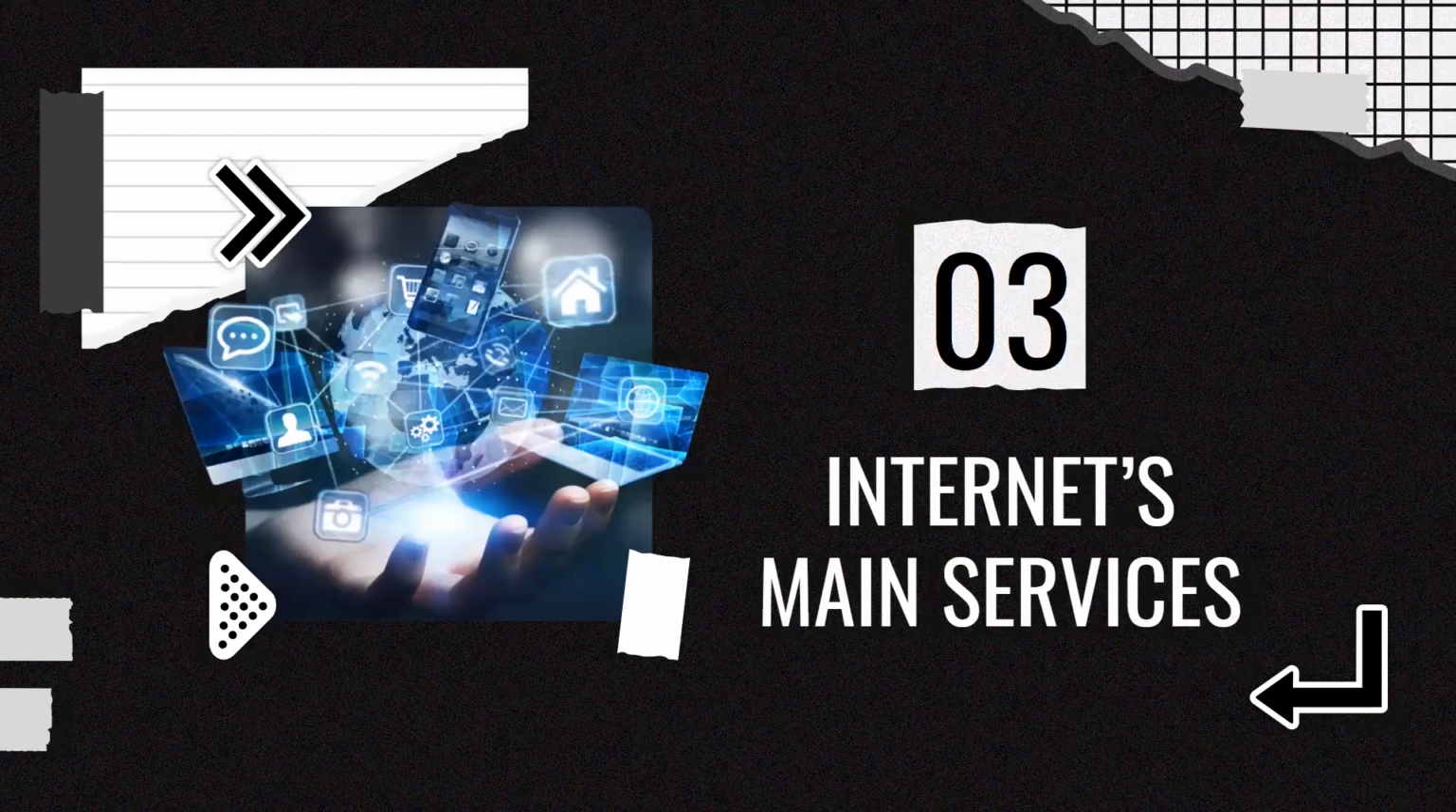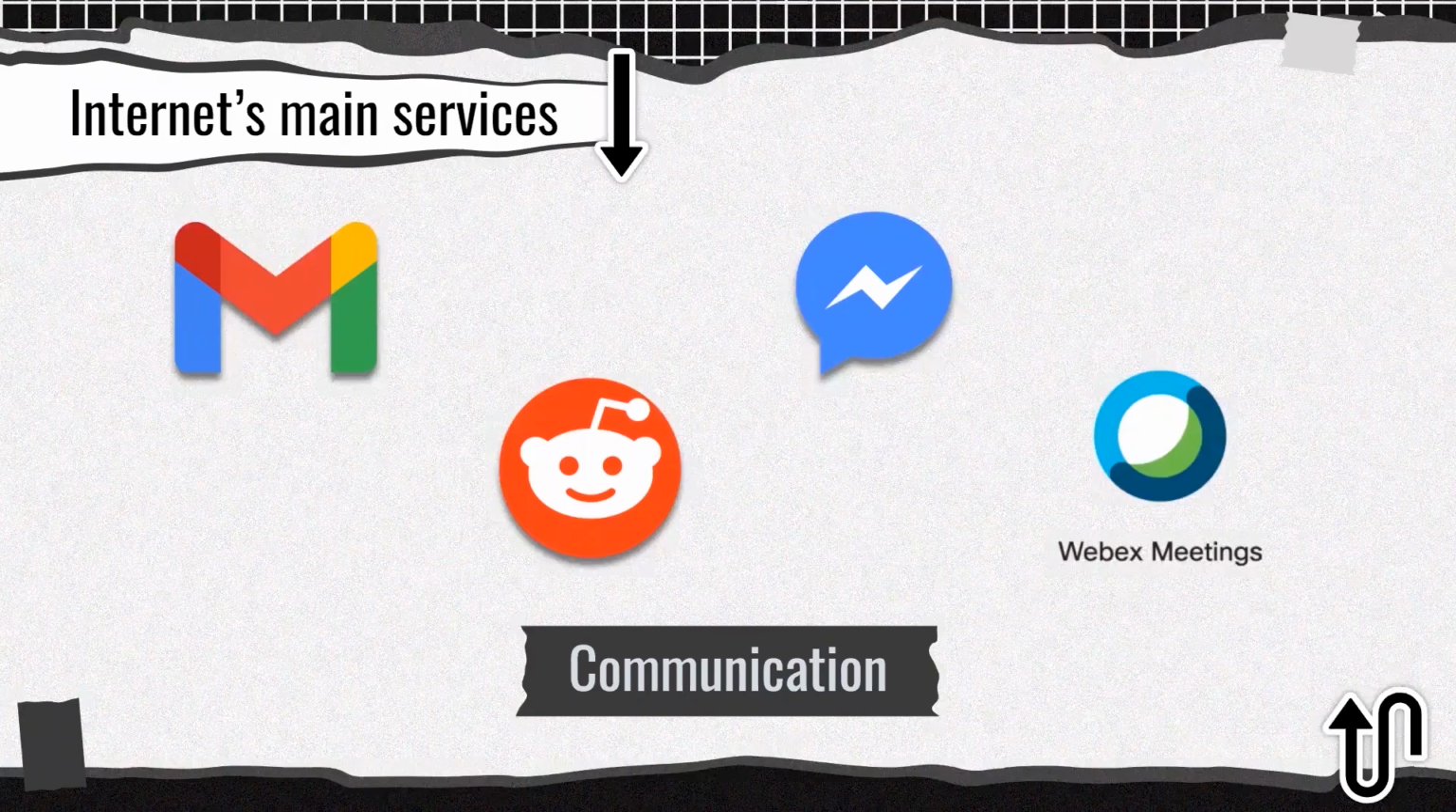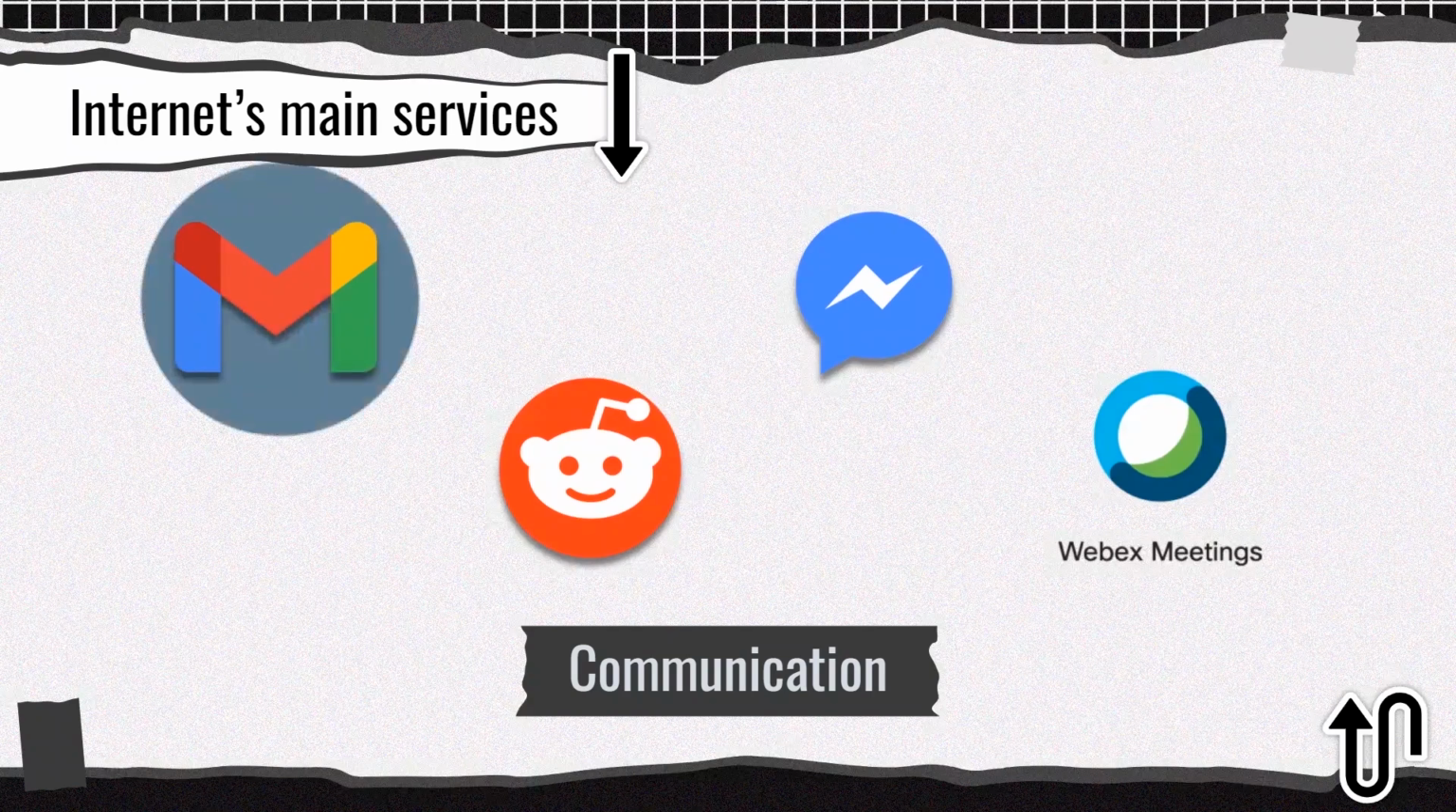And now we will go through the main services of the internet. The internet can be served as a means of communication. First, emails.